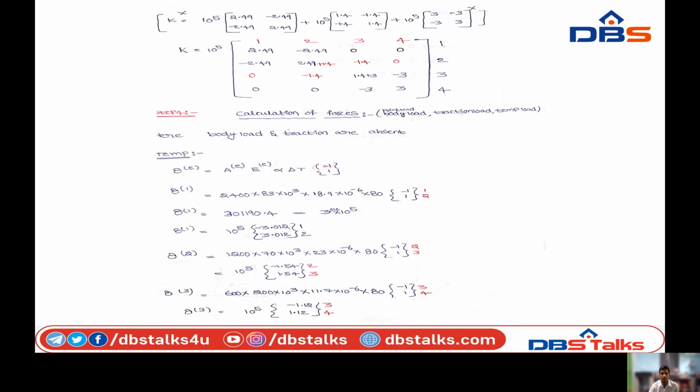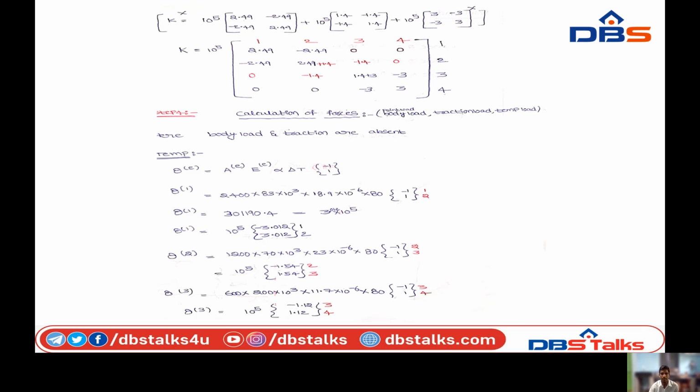Coming to theta 2: A2, E2, alpha 2, delta T, minus 1, 1. A2 is the area of the second element, 1200. Next, E2 is the Young's modulus for the second element, 70 into 10 to the power of 10 cube. Next, alpha 2 is 23 into 10 to the power of minus 6, into temperature gradient 80. It is minus 1.54 after doing all calculations.